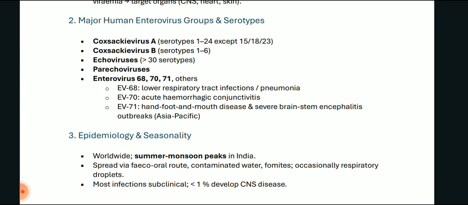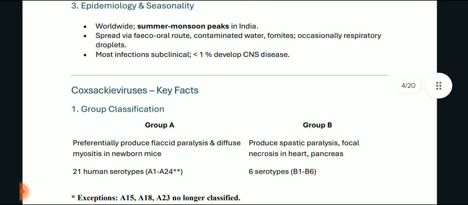Now, epidemiology and seasonality: worldwide exposure to the virus is there. Summer monsoon peaks are seen in India. It spreads via the feco-oral route, contaminated water, fomites, and occasionally by respiratory droplets as well. Most infectious is the subclinical stage. Less than 1% develop CNS disease.